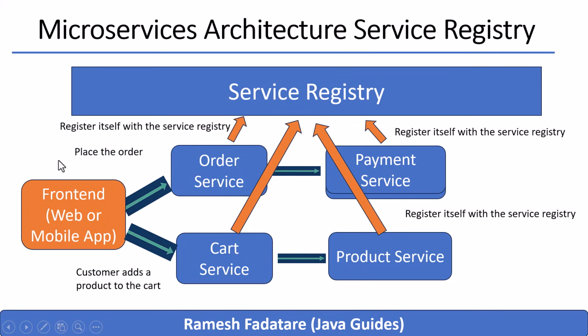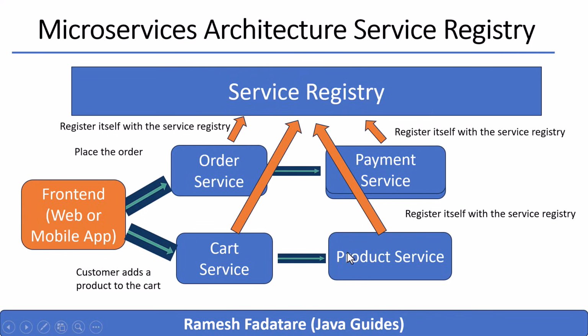Let's walk through this in action using a real e-commerce flow. A customer adds a product to their cart. The cart service now needs to get the latest price and availability. It queries the product service. But instead of calling it directly, the cart service first asks the service registry, where's product service? The registry replies with a current IP and port of a healthy instance. The cart service connects and fetches the product info.